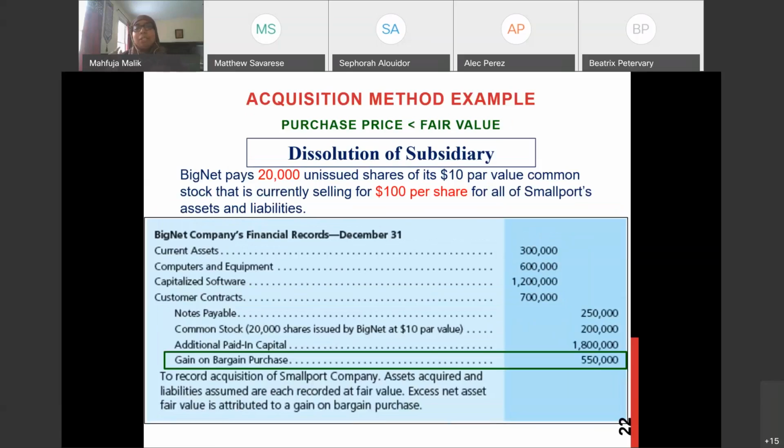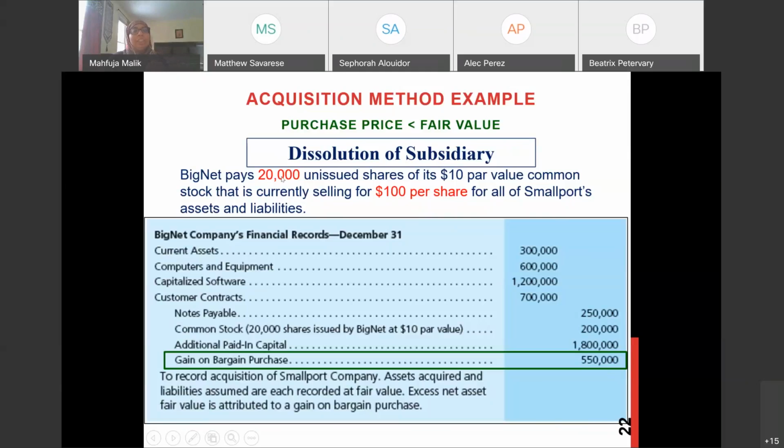Scenario number 3. I told you that this may not be a real-world example, but this can also happen. Here the purchase price is less than the fair value. What are they paying? BigNet didn't give any cash. They just issued some shares. How many shares did they issue? 20,000, and the per share selling price is $100.